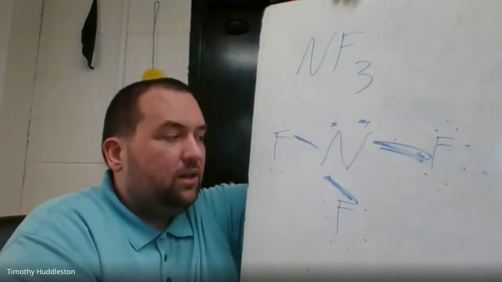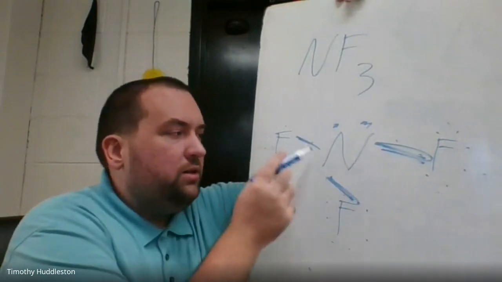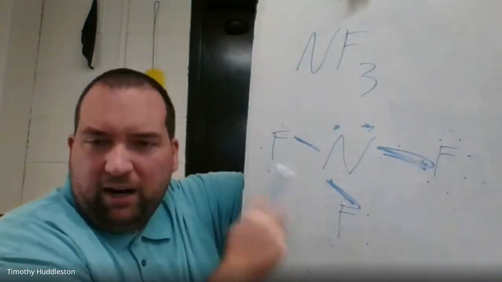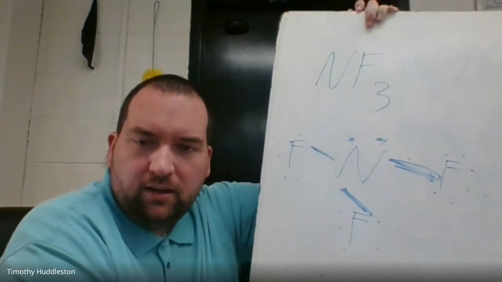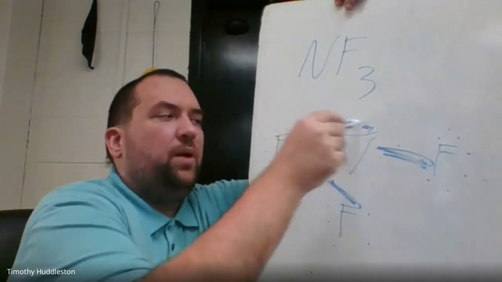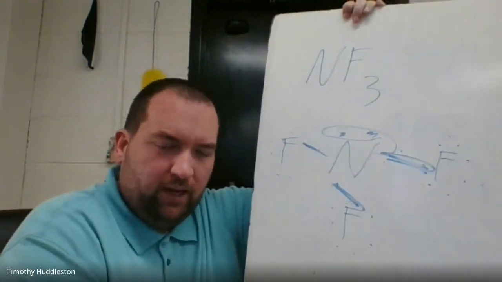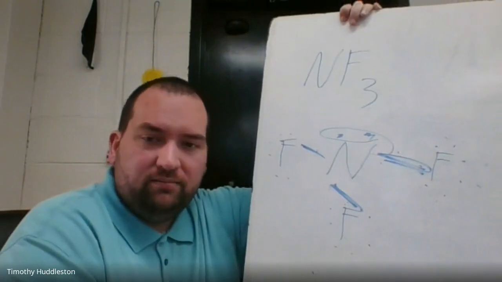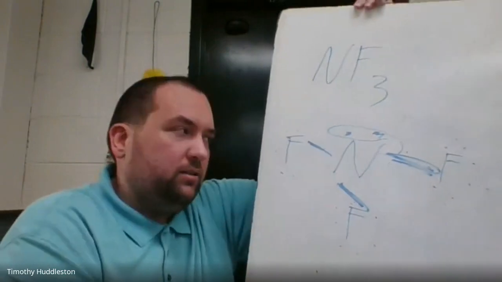Now let's look at N. 1, 2, 3, 4, 5, 6. Huh? I don't see 8 bonded there. But there is something else to notice. I have a lone pair of electrons on N. So that means that I have 8 electrons on N. So this is a stable molecule.